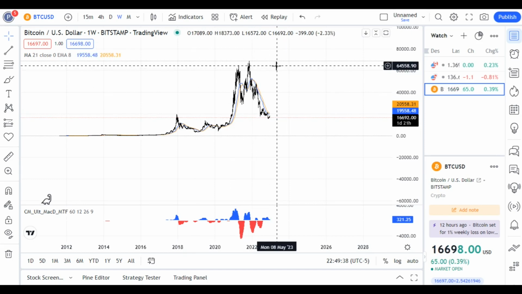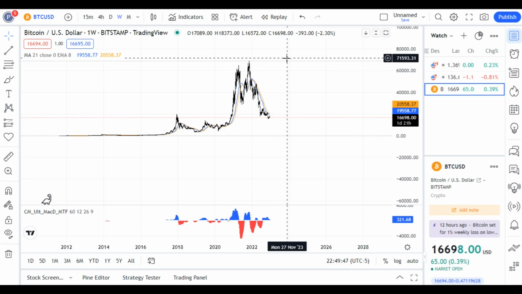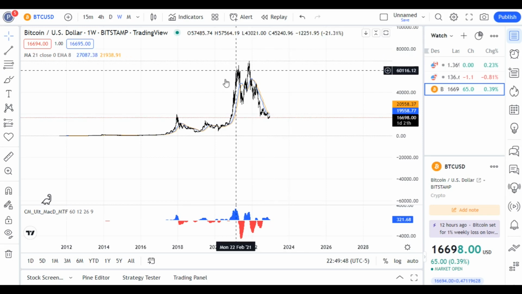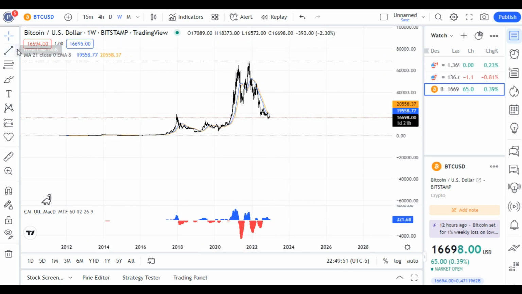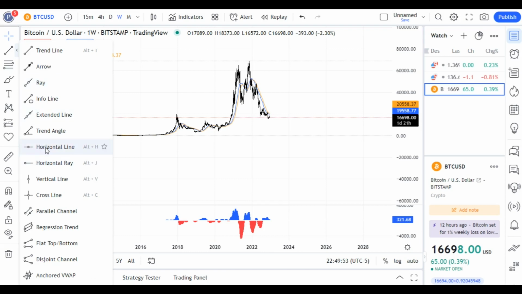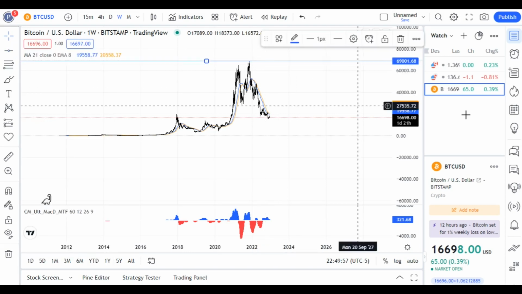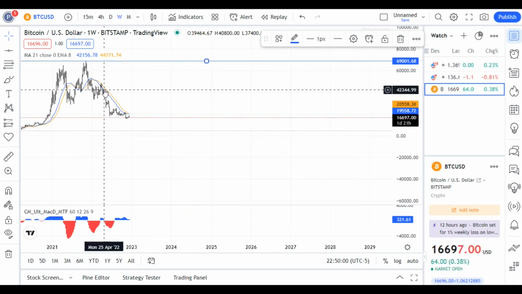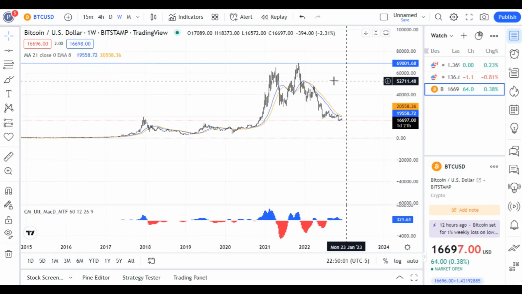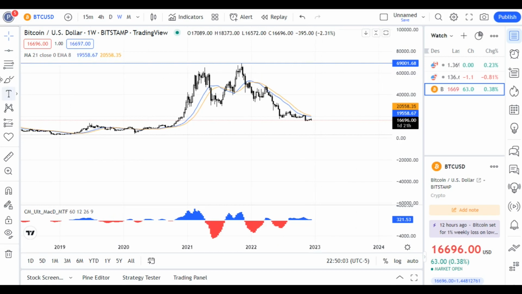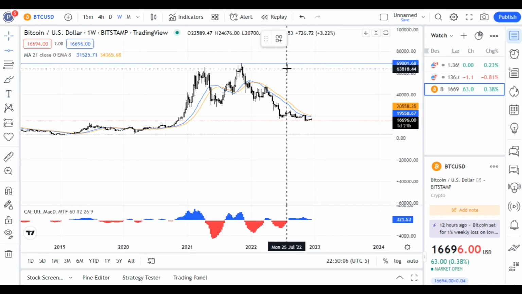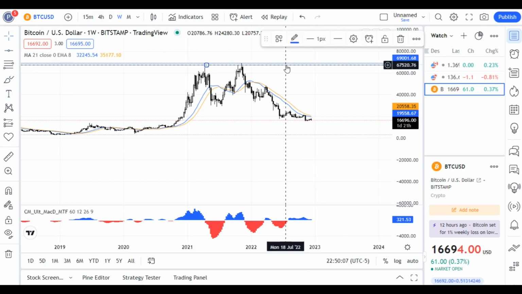Okay, so first we are going to identify the major levels in the weekly time frame. These are the major levels in the weekly time frame. Let's go straight to it. We use our horizontal line to identify these levels first. Okay, so we have the first level there.